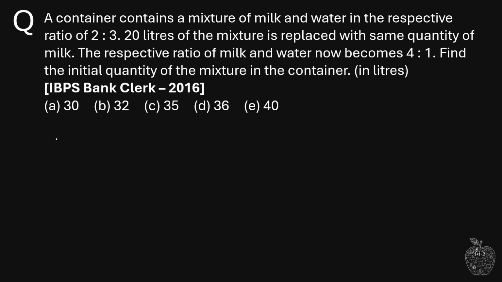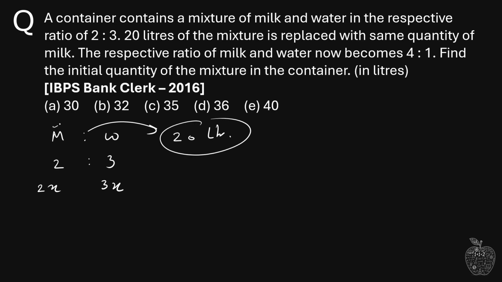So we are given that the ratio of milk and water is 2:3. So let's say milk is 2x and water is 3x. Now from this mixture, 20 liters of mixture is replaced with the same quantity of milk. So first of all, we are taking out 20 liters from this mixture. So in this 20 liters, the ratio of milk and water will be 2:3 as well, because we are taking out from the same mixture, right?